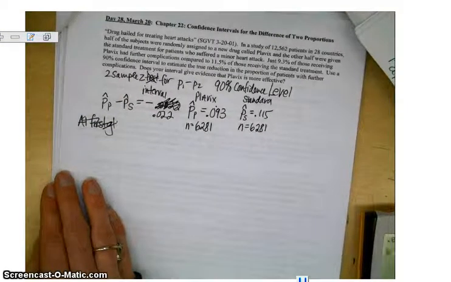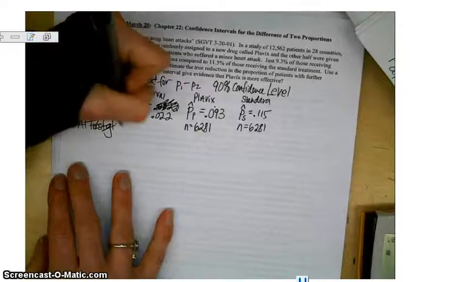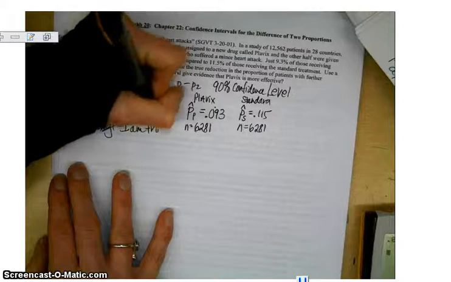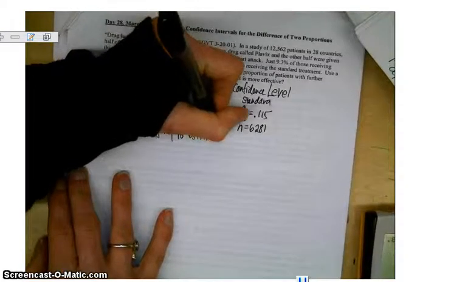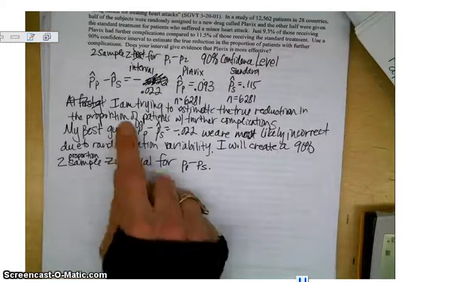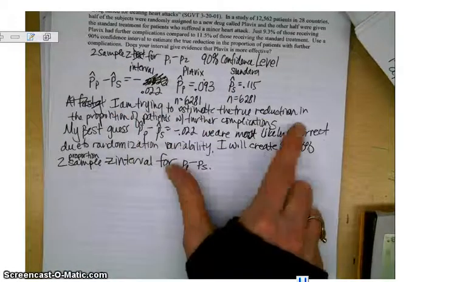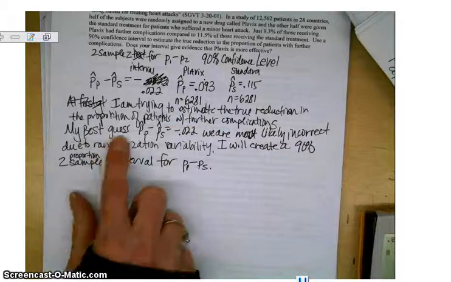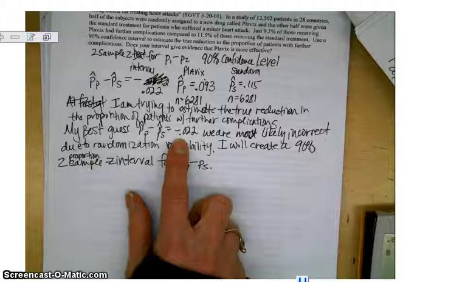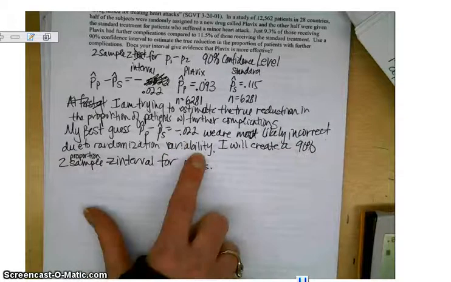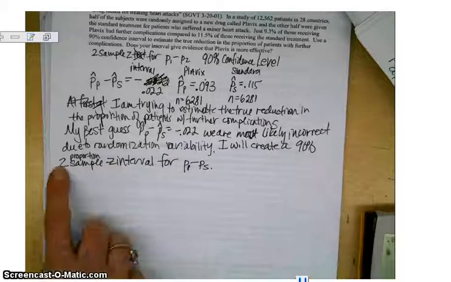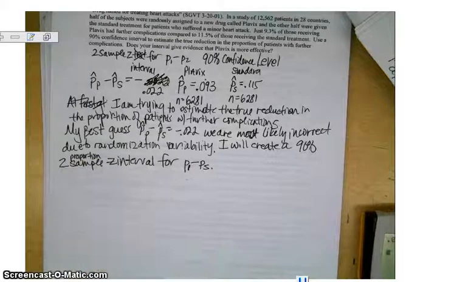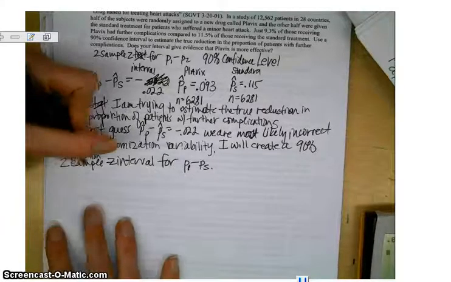What should I say in a confidence interval? I am trying to estimate the true reduction in the proportion of patients with further complications. My best guess is negative 0.022. We are most likely incorrect due to randomization variability, so I will create a 90% two proportion Z interval for the difference. Okay, so what do I need to do next?